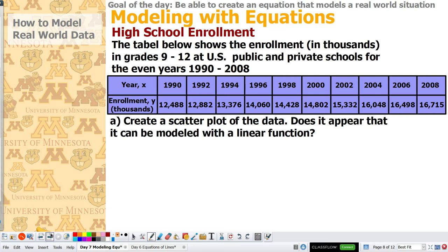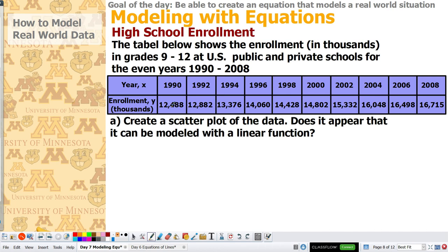Modeling, so high school enrollment. The table below shows the enrollment in thousands in grades 9 through 12 at U.S. public and private schools for the even years between 1990 and 2008. On top, that's going to be our x's, our dates, every other year. And then here's the enrollment of students in thousands. When it says in thousands, that means to get the actual number, you would multiply this by 1,000. Here it says create a scatter plot of the data.